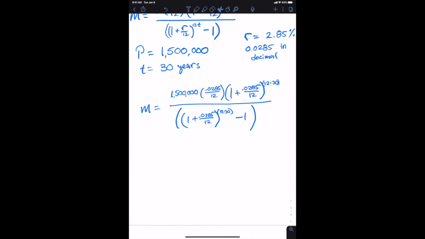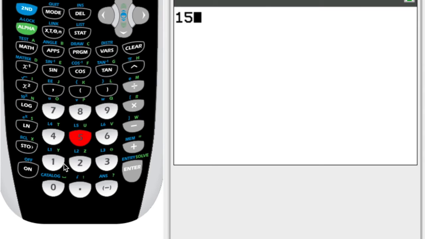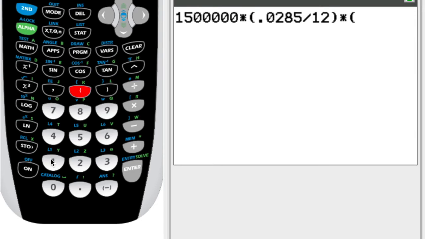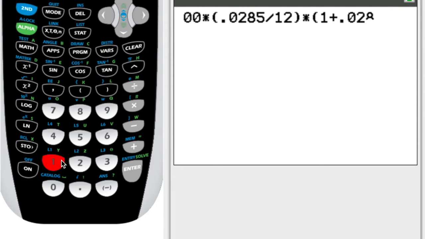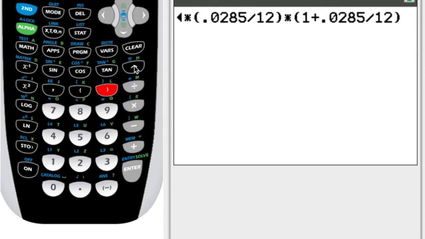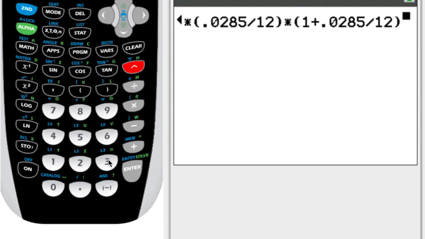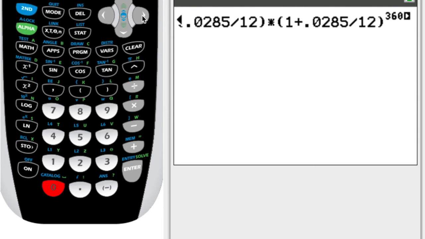If we tried to do this on a TI calculator, it would come out looking like this. We're going to punch in $1,500,000. And we're going to multiply that by, open parentheses, 0.0285 divided by 12. We close parentheses and say that times, open parentheses, 1 plus 0.0285 divided by 12, close parentheses, and raise that to 360, which is 12 times 30.